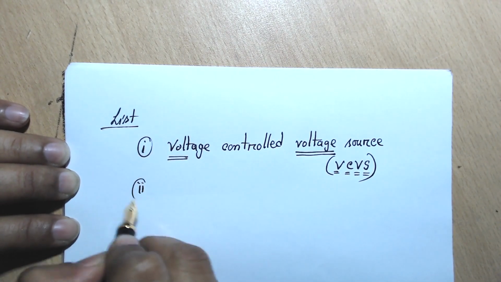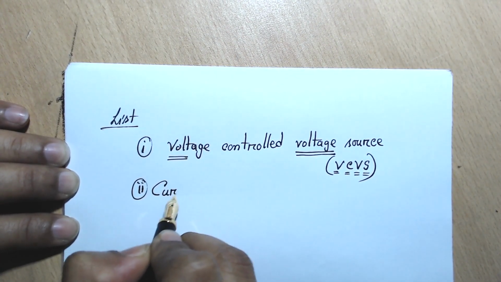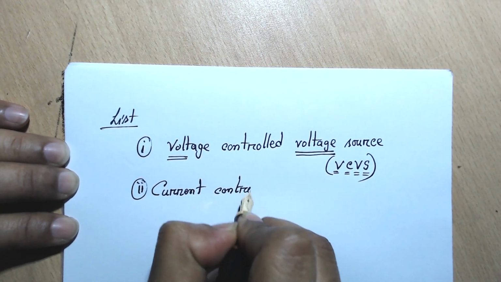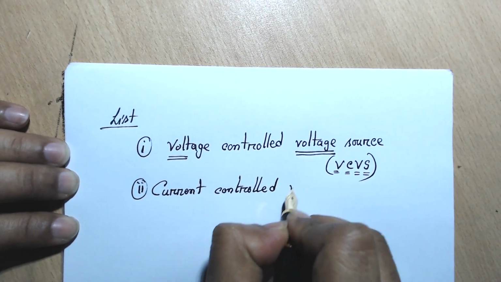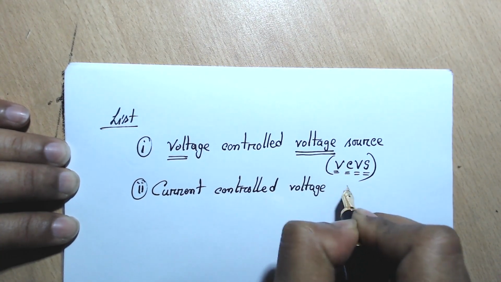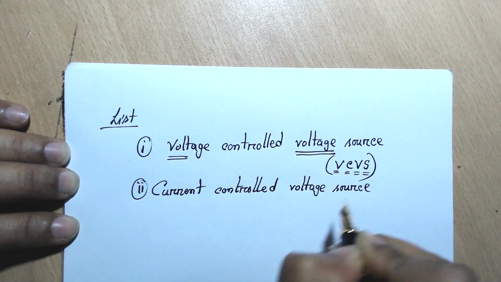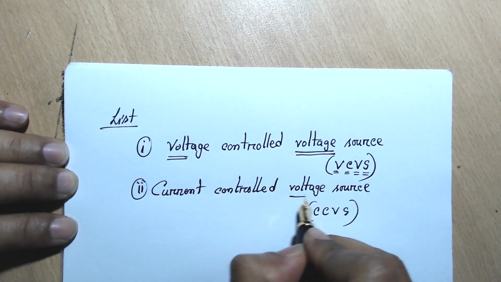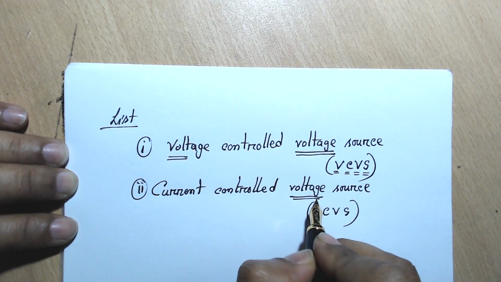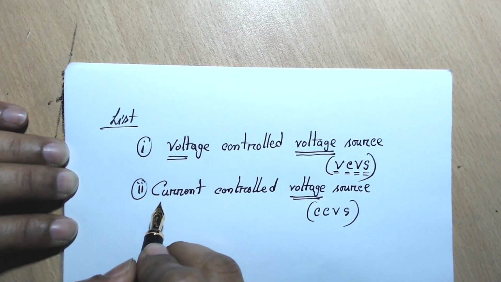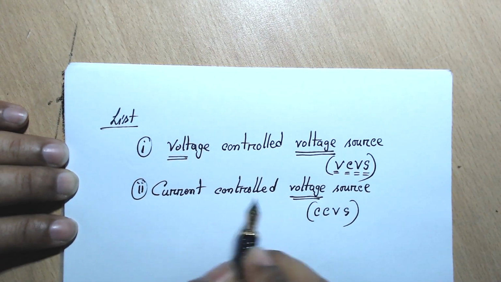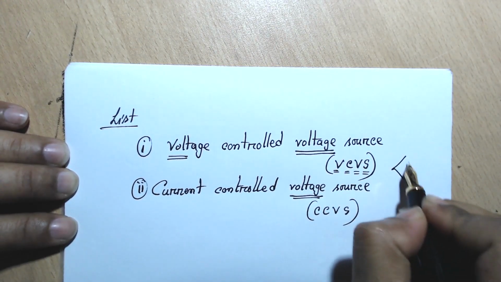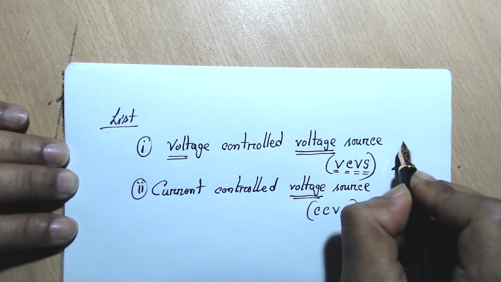Similarly, we can have current controlled voltage source, which we may call CCVS. They are again voltage sources, but their value will be dependent on others' current. That's why it's called current controlled, and this one is called voltage controlled, and they both are voltage sources. And we will draw a symbol like this for them.